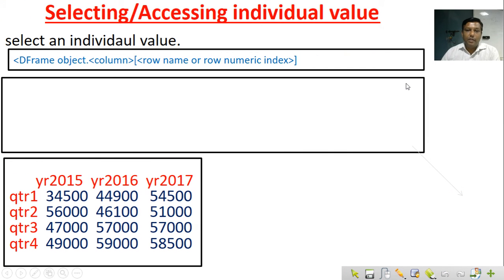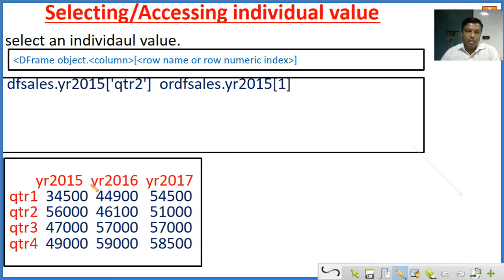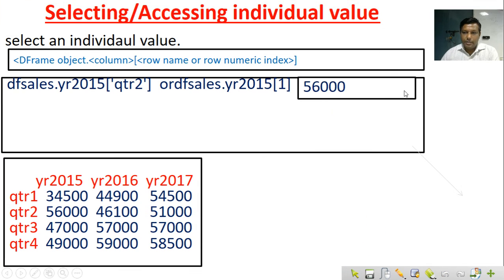Select an individual value. We can write dot year 2015, which is the column we have selected. In this column we select the quarter 2 row. So the answer is 56000. We can also write it like this: year 2015 in brackets means one column, then quarter 2. The answer will be 56000.